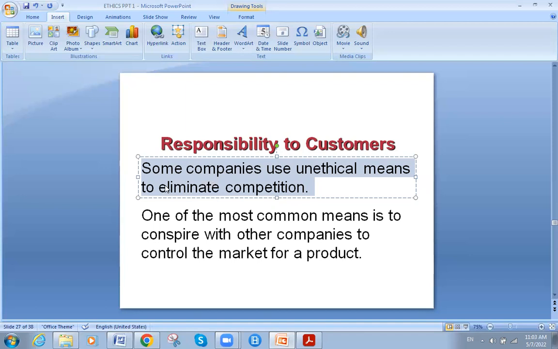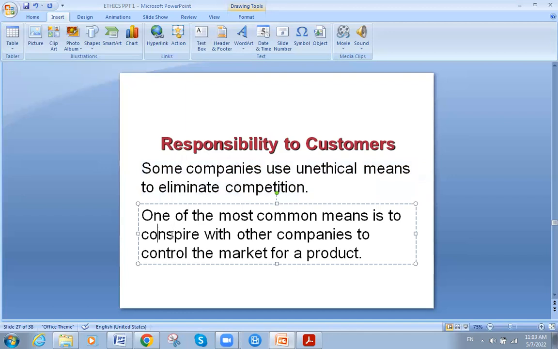They consider the penetrating as unethical behavior because you try to win the market, you reduce the price, you make dumping prices. Dumping prices mean that you put your prices lower than the other rivals or competitors. So you try to win a bigger slice of the market by doing this. And they also consider it unethical behavior. One of the most common means is to conspire with other companies to control the market for a product.